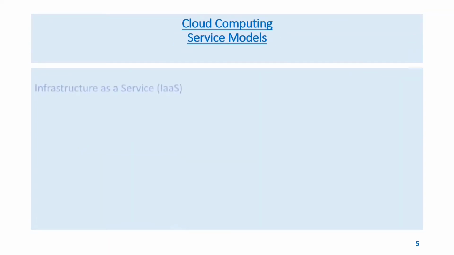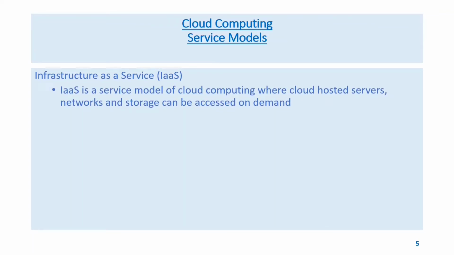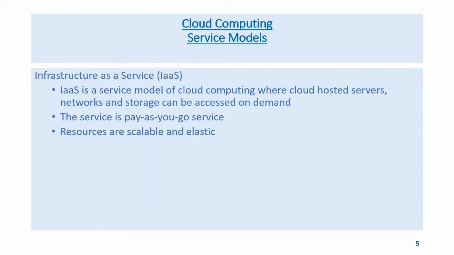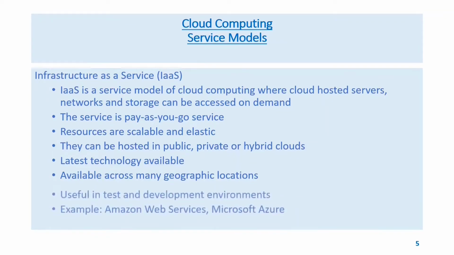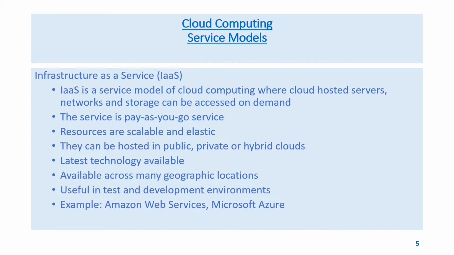Cloud computing service models. Infrastructure as a service, IaaS. IaaS is a service model of cloud computing where cloud hosted servers, networks, and storage can be accessed on demand. The service is pay-as-you-go service. Resources are scalable and elastic. They can be hosted in public, private, or hybrid clouds. Latest technology available. Available across many geographic locations. Useful in test and development environments. Example, Amazon Web Services, Microsoft Azure.